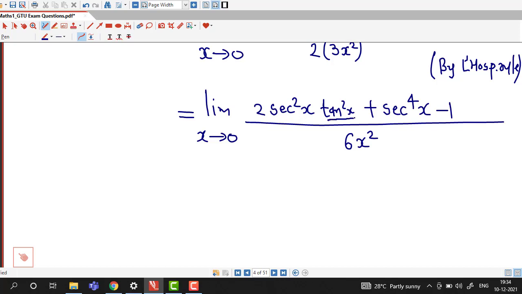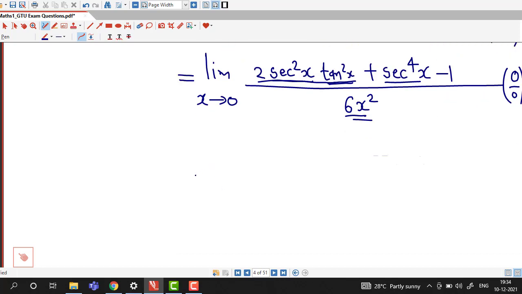So if we take x approaching 0, tan 0 will be 0 and sec 0 is 1. So this term becomes 0 when we put x equal to 0, plus sec 0 is 1 and this minus 1. So again we have 0 when we take x equal to 0 in the numerator, and this also becomes 0 when we put x equal to 0. So again we obtain 0 by 0 form. So we have to apply L'Hospital rule again.